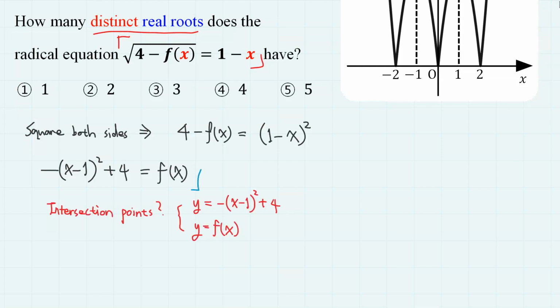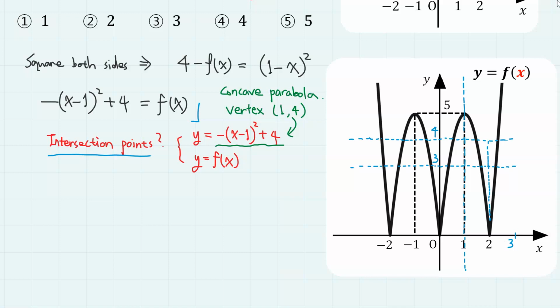And the number of real roots to this equation is the number of intersection points of two graphs, y equals −(x − 1) squared + 4 and y equals f(x). Here, this −(x − 1) squared + 4 is a concave parabola with point (1, 4) as its vertex. And we can easily sketch this parabola. So this (1, 4) is the vertex.